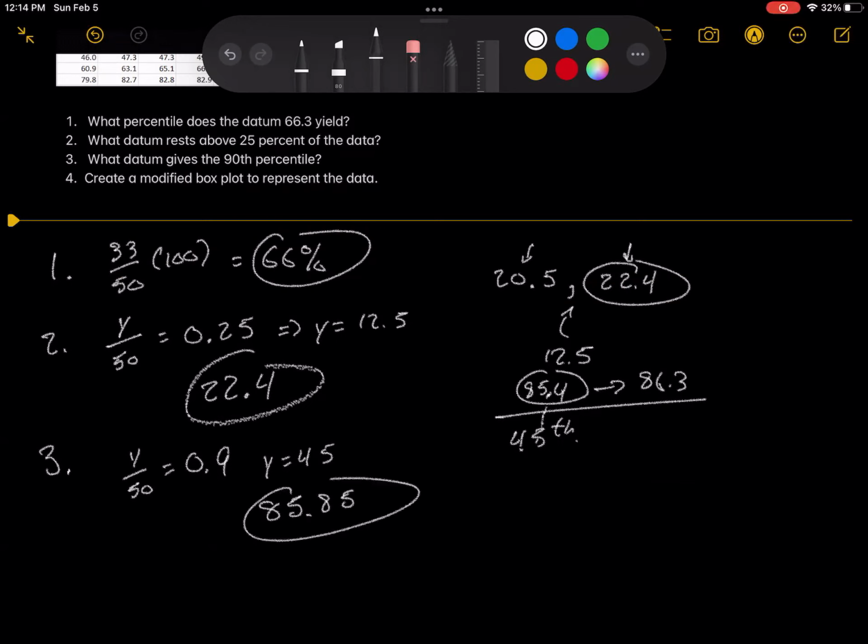So even though 85.85 is not in my data set, we'll say that that's the point that gives us the 90th percentile.